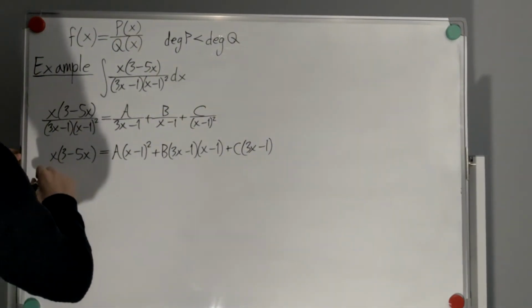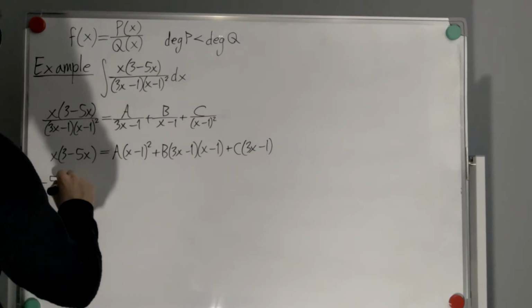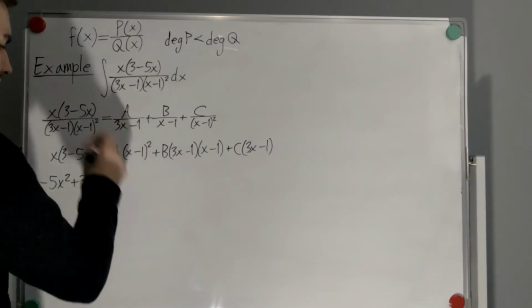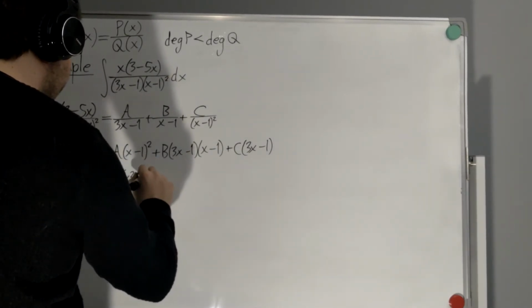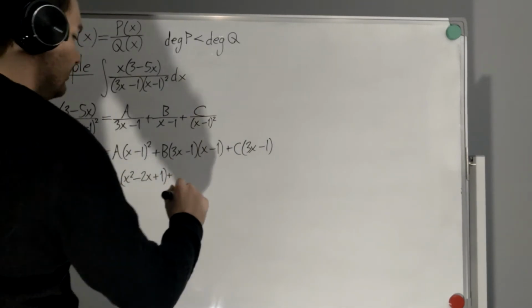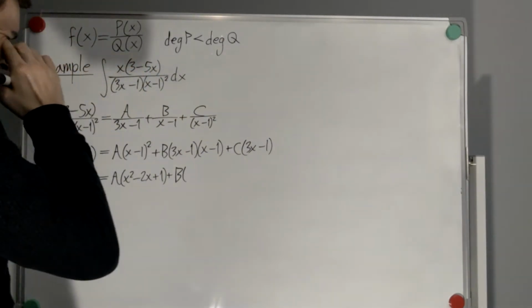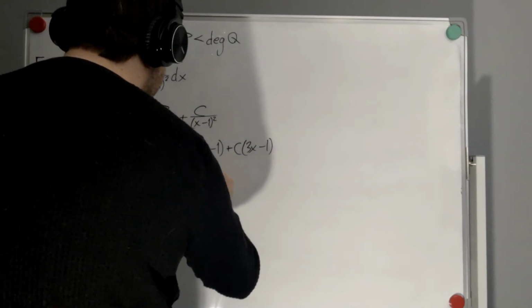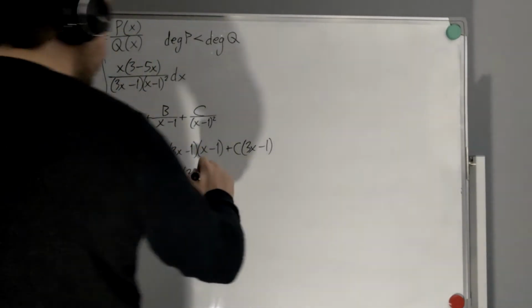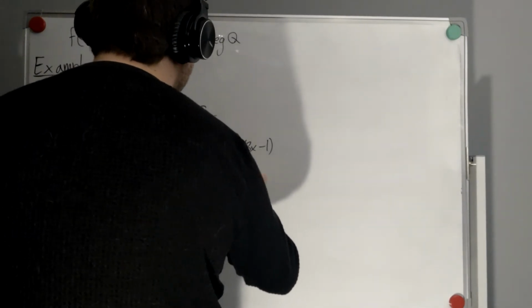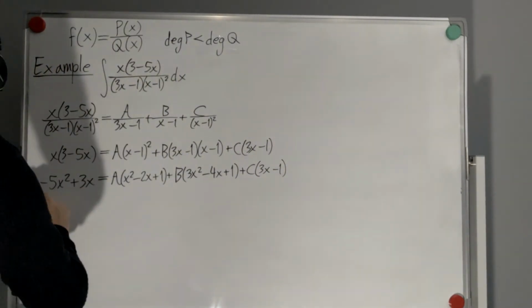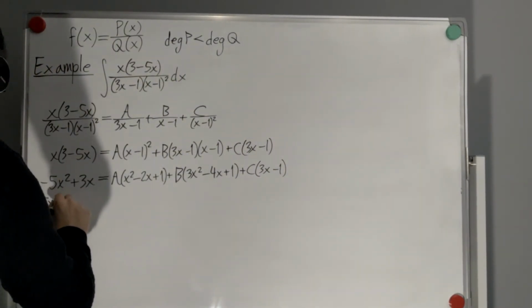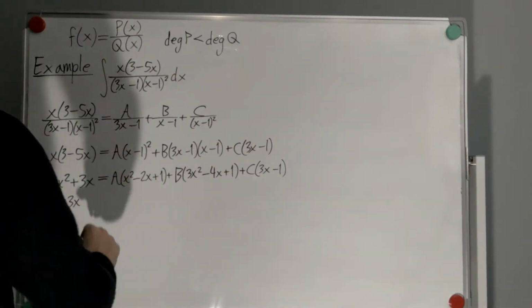Alright, so distribute everything. The left side too. So the left side is going to become minus 5x squared plus 3x. Anyway, this equals a times x squared minus 2x plus 1, and then b times 3x squared, let's see, minus 3x minus x, so that makes minus 4x, plus 1, plus c times 3x minus 1. Anyway, this is now negative 5x squared plus 3x plus 0.